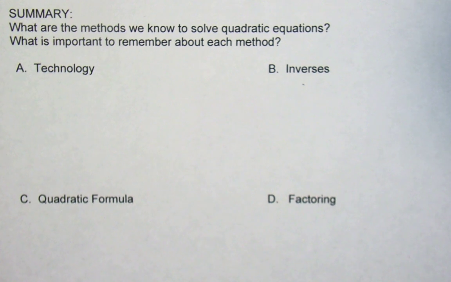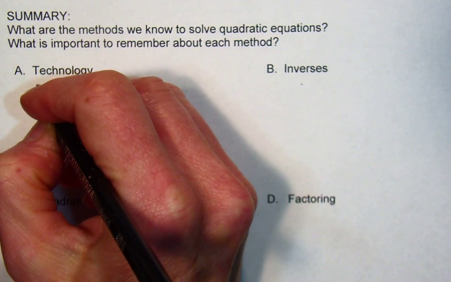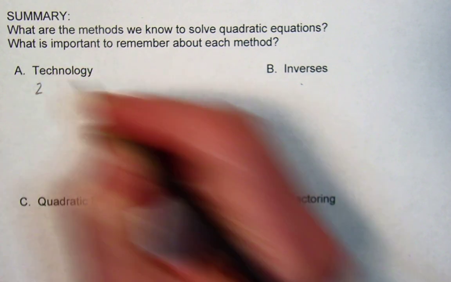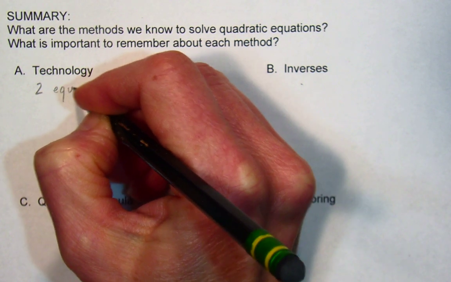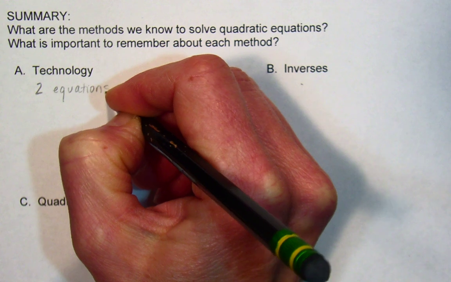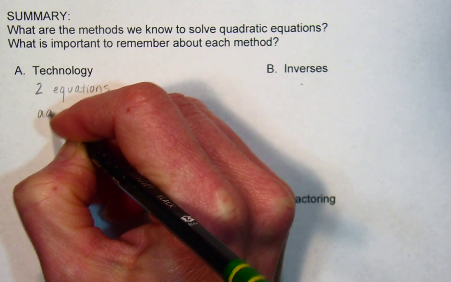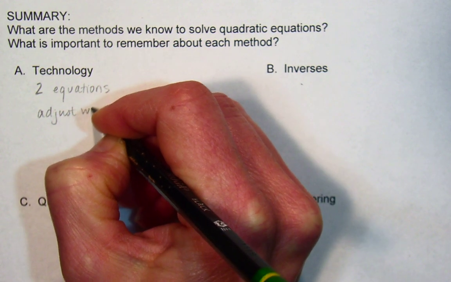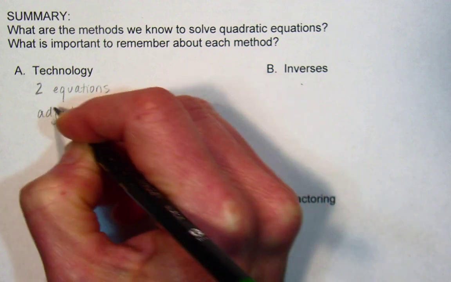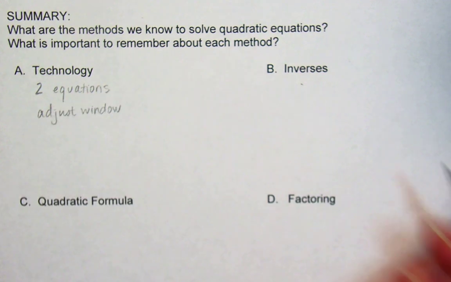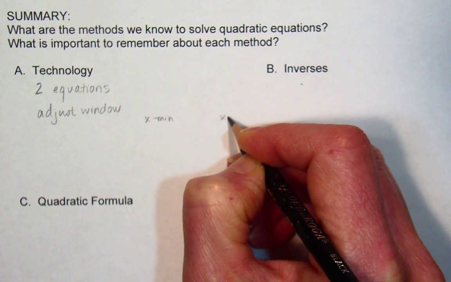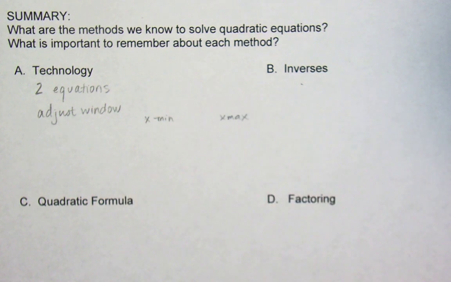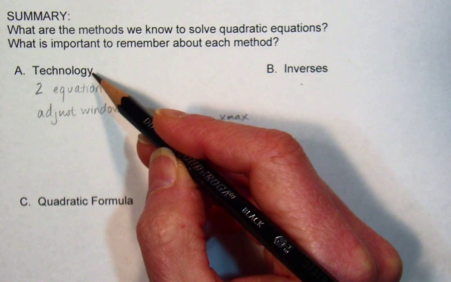If we're talking about technology, you are going to be inputting two equations into your calculator or whatever other electronic way you have to do it, such as Desmos. You're going to have to adjust the window, which means you have to think about what this window means. As you go from the x minimum to the x maximum, what makes sense for your particular scenario? That's what makes solving by technology difficult.